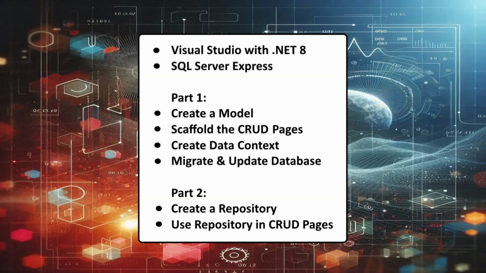In part 1 of the video, we'll create a model, scaffold its CRUD pages, and create a data context class. We'll make some changes to the connection string, then create a migration and update the database. In part 2, we'll create a repository class to replace using the data context directly in the Blazor pages.